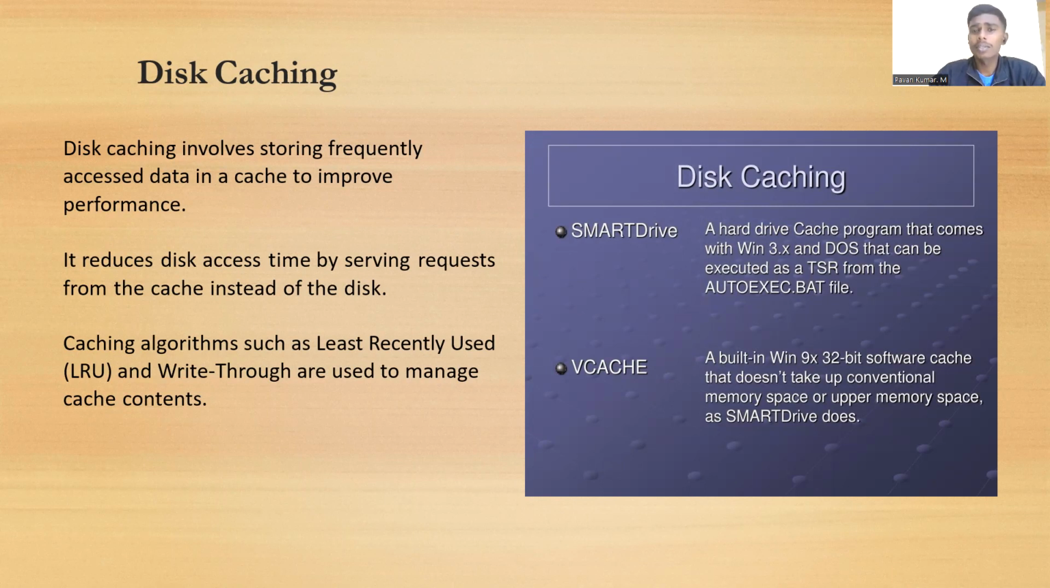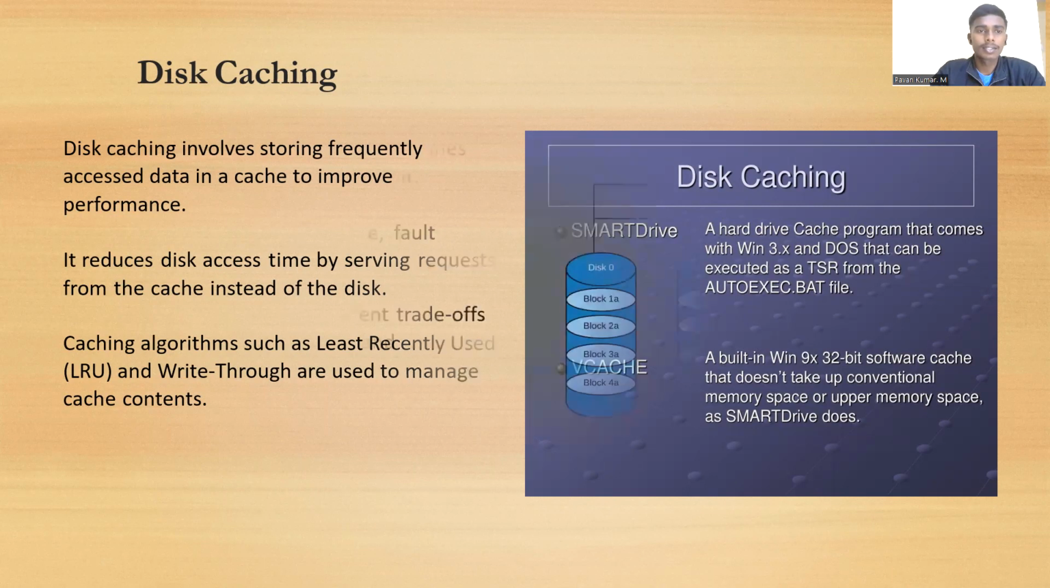Disk caching is of two types, SmartDrive and VCache. SmartDrive is a hard drive cache program that comes with Windows 3.x or DOS and can be executed as a TSR from the autoexec.bat file. VCache is a built-in Win 9x 32-bit software cache that doesn't take up conventional memory space and upper memory space as SmartDrive does.